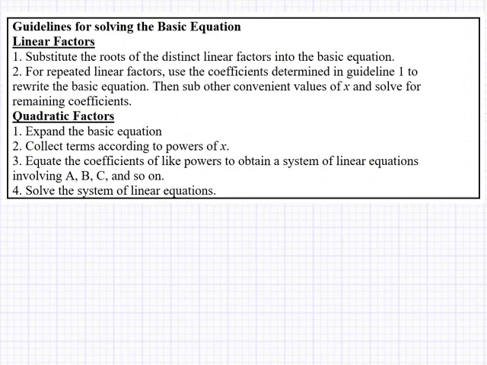Your basic guidelines for doing this are really looking at two different possibilities. Either you had quadratic factors when you factored the denominator, or you had linear factors. And with the linear factors, what we're going to do is substitute the roots for the distinct linear factors to make them 0 and solve for our different components. If we have a repeated linear factor, we're going to basically have to pick a random x value that's convenient with all the other pieces that we found, and then solve for the remaining coefficients.